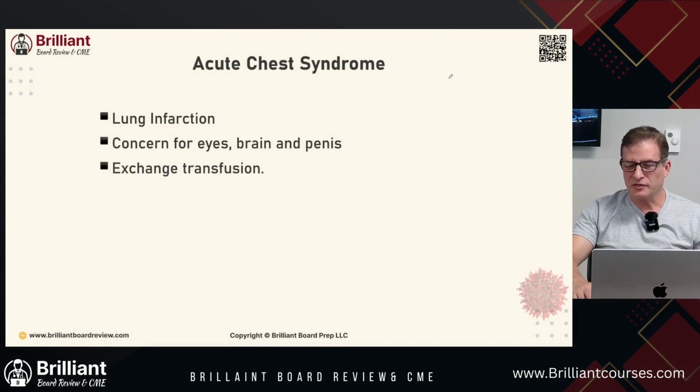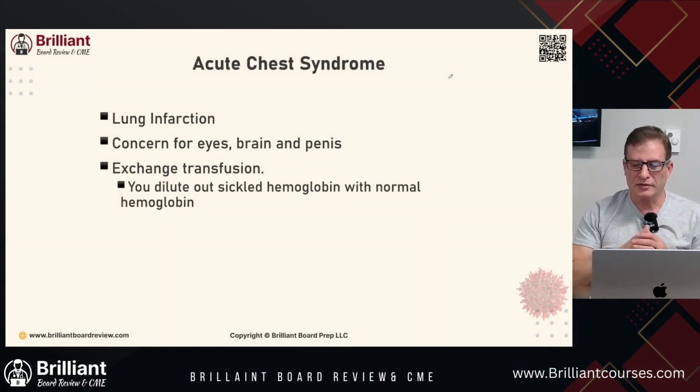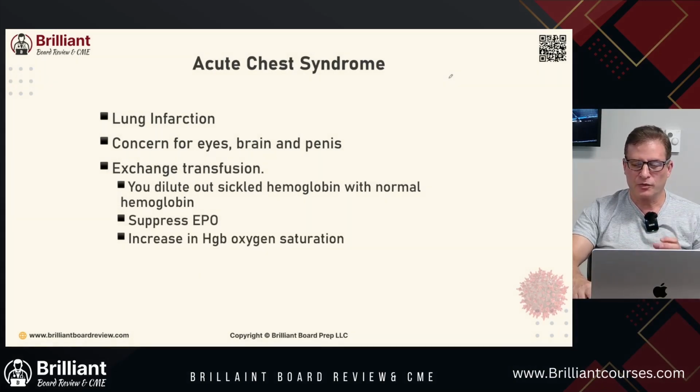Consider exchange transfusion. This is where you dilute out the sickled hemoglobin with normal hemoglobin. Suppress EPO, increase oxygen, hemoglobin oxygen saturation. These are the benefits of the exchange transfusion.